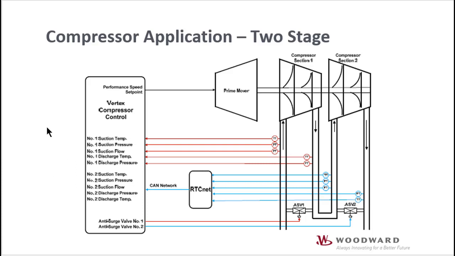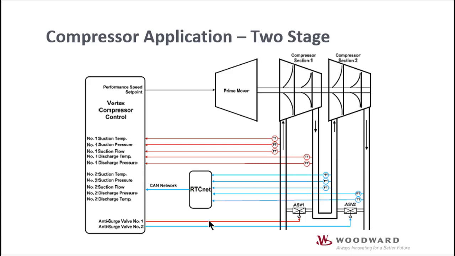In this application, 4 to 20 milliamp analog inputs are used for calculation of the compressor operating point for each section. So 5 signals on section 1, 5 signals on section 2. The operating points are calculated independently for each of these sections and compared to their respective surge control lines. So these valves will modulate just based on the operating point's relation to the control line for each of these sections.